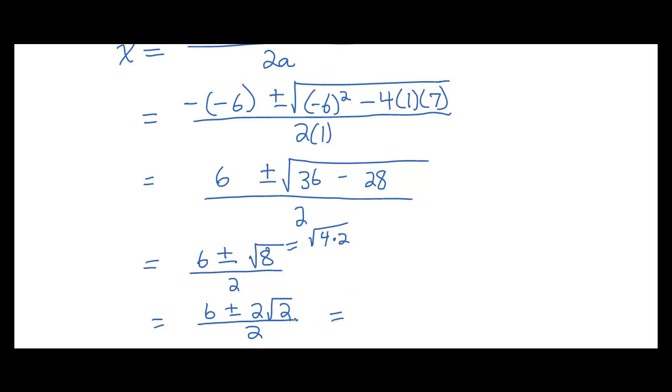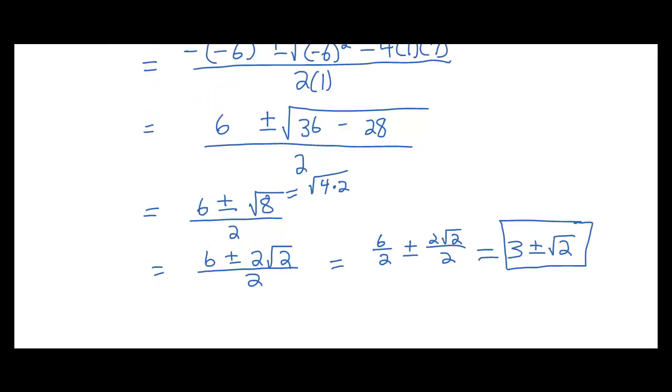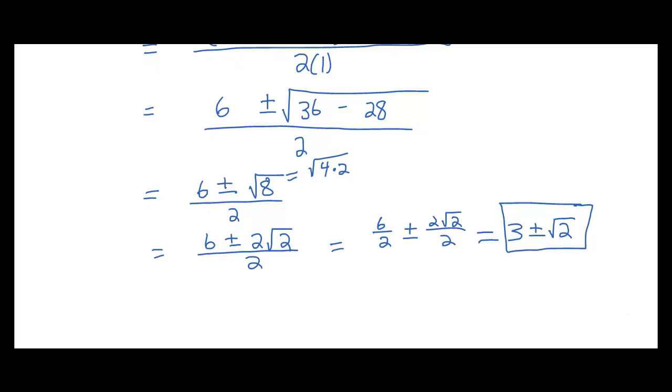Since that is a fraction with one denominator, I can do my division separately. So that's 6 over 2 plus or minus 2 square root of 2 over 2, which gives me 3 plus or minus the square root of 2. Of course, you can separate it: it would be 3 plus the square root of 2 and 3 minus the square root of 2. Let's look at another example.